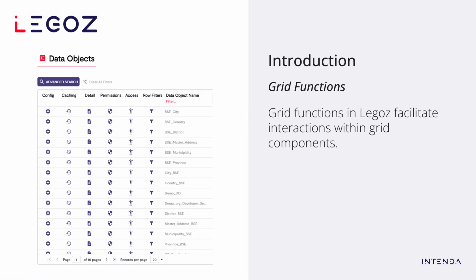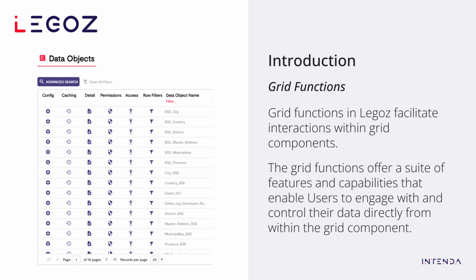Grid functions in Legoz facilitate interactions within the grid components. Grid components can be seen as a virtual spreadsheet in which data is neatly structured in rows and columns. The grid functions are nestled within the framework of these grids and offer a suite of features and capabilities that enable users to engage with and control their data seamlessly.